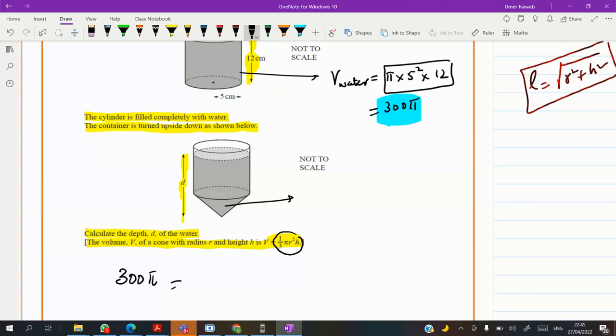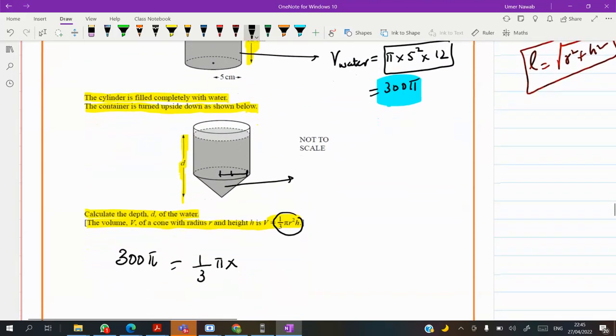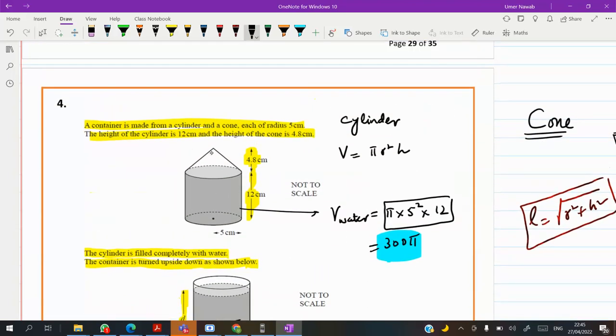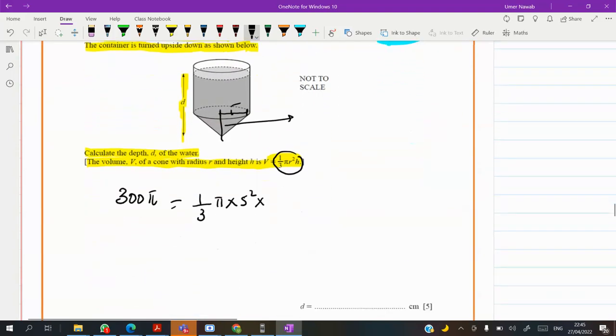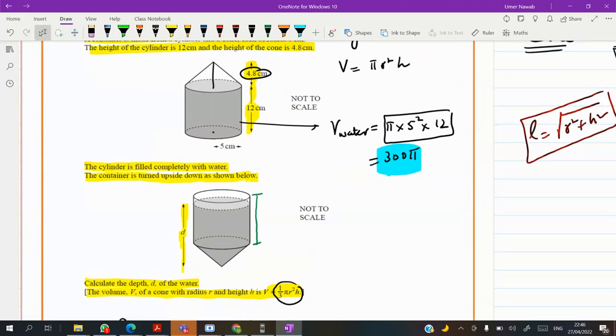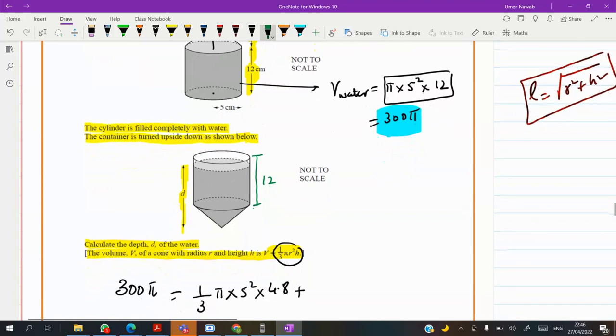So the volume of a cone, you already know, is 1 over 3 pi. Do we know the radius? Yes, the radius was 5, so 5 squared. Do we know the height? The height is the same, guys, 4.8. Very good. The only problem happened here with the height of the cylinder. So be careful, guys. In the previous case, the total height of the cylinder was 12, and this was 4.8.